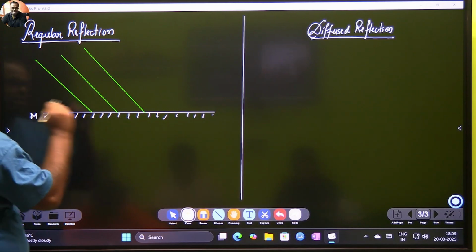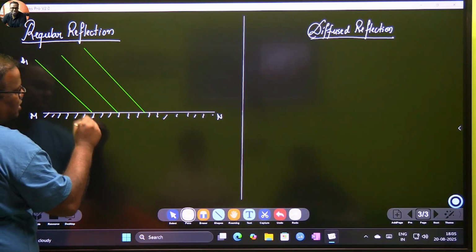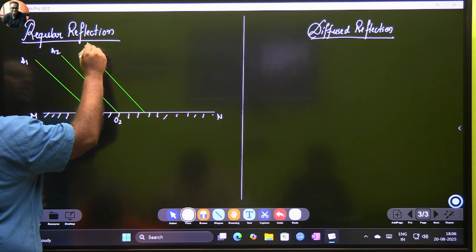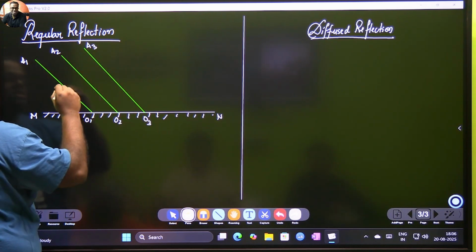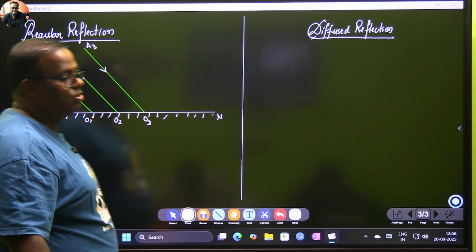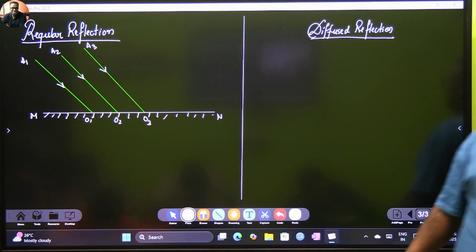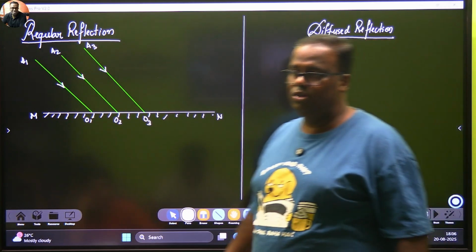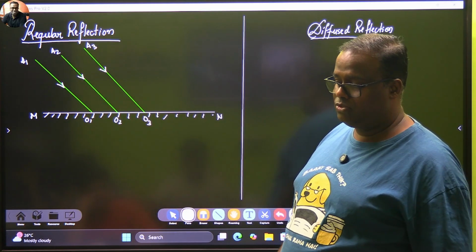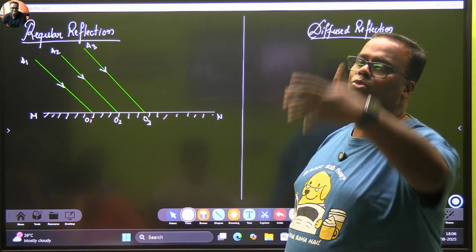Let's say MN is our mirror, and we have A1O1 as the first incident ray, A2O2 as the second incident ray, and A3O3 as the third incident ray. Mind you, they are all rays of a beam, so they are parallel incident rays. As of now, I'm not writing anything so that you can understand the diagram and correlate. What did we draw? We drew a reflective surface, and on it we have bombarded a parallel beam of rays. We have shown 3 rays. We could have shown more than 3 rays also.